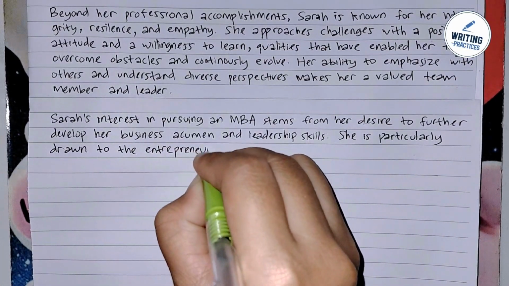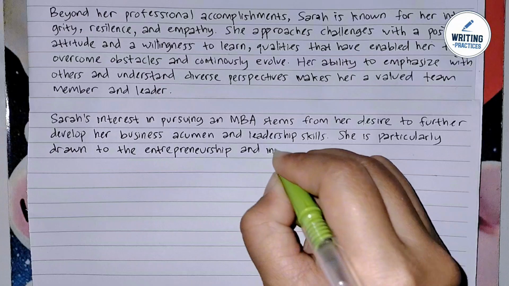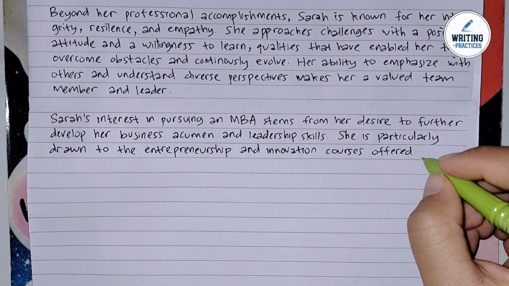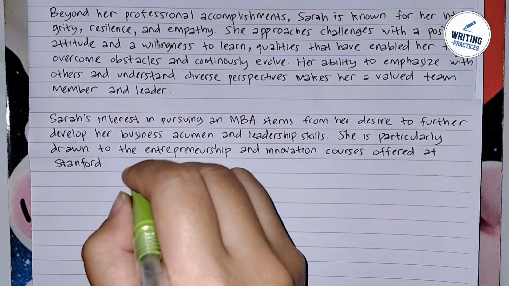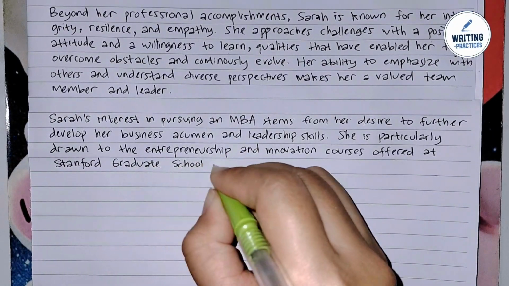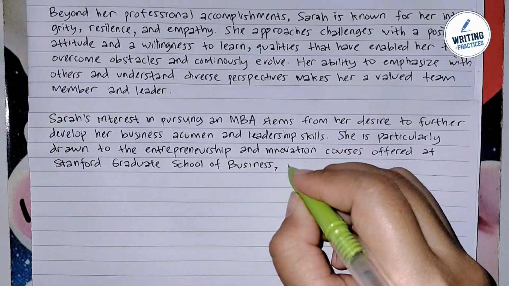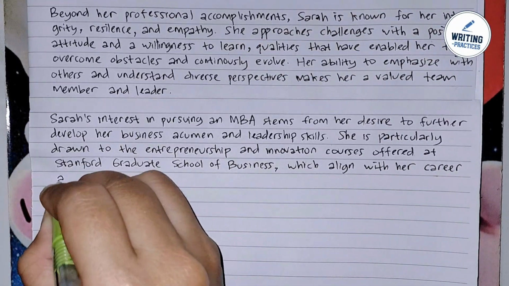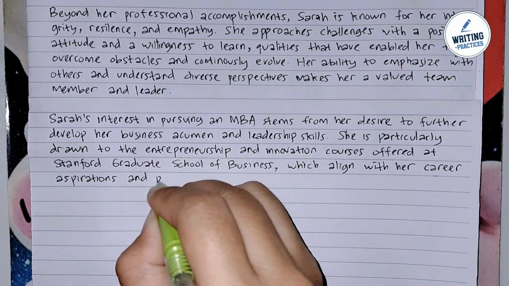And you can also mention specific aspects of the MBA program, such as courses or specialties that align with their aspirations. Here is the example. She is particularly drawn to the entrepreneurship and innovation courses offered at Stanford Graduate School of Business, which align with her career aspirations and personal values.